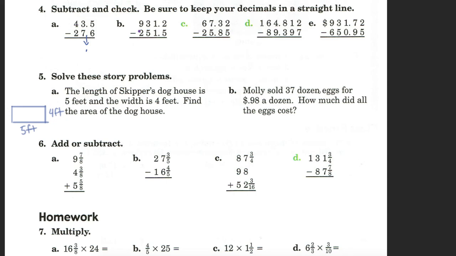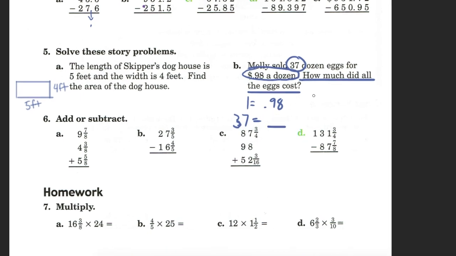Molly sold 37 dozen eggs for 98 cents a dozen. I should circle 98 cents a dozen. How much did all the eggs cost? So if 1 dozen costs 98 cents, how much did all the eggs cost if she bought 37 of them? Knowing that 1 dozen costs 98 cents, how much would 37 cost? You can figure out whether that's a multiplying, dividing, addition, or subtraction problem.